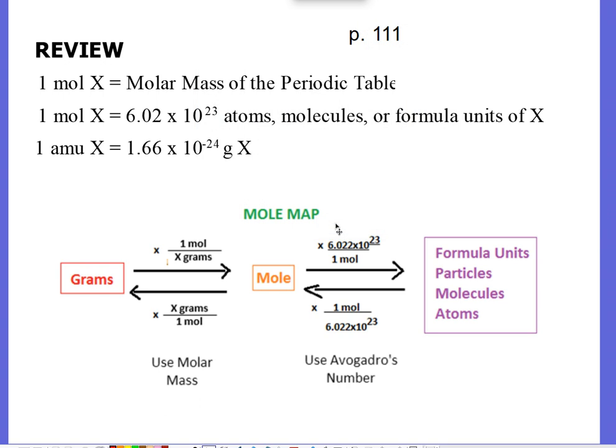So last class, this is kind of where we finished. We said a mole is equal to the mass on the periodic table. A mole is equal to Avogadro's number. We also said we're pretty much never using this relationship. It was about the mass of protons and neutrons, and we're at the most concerned with atoms.